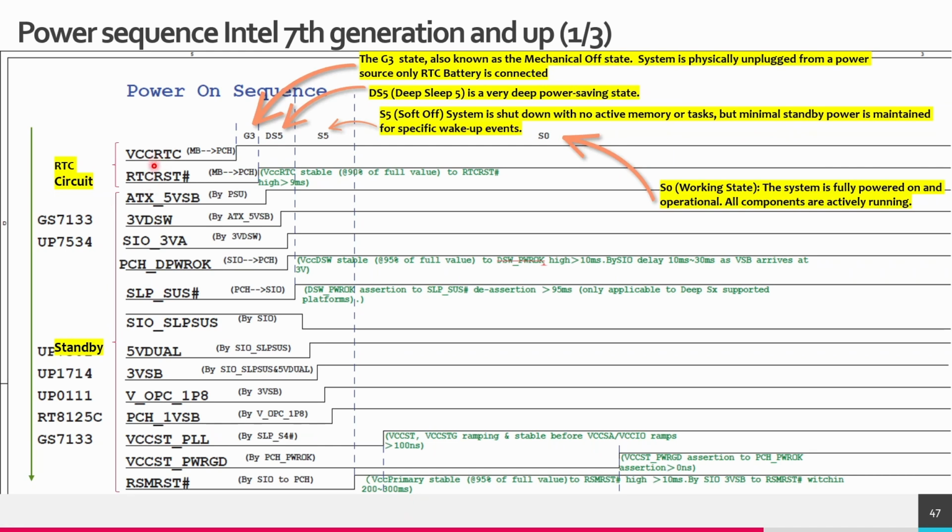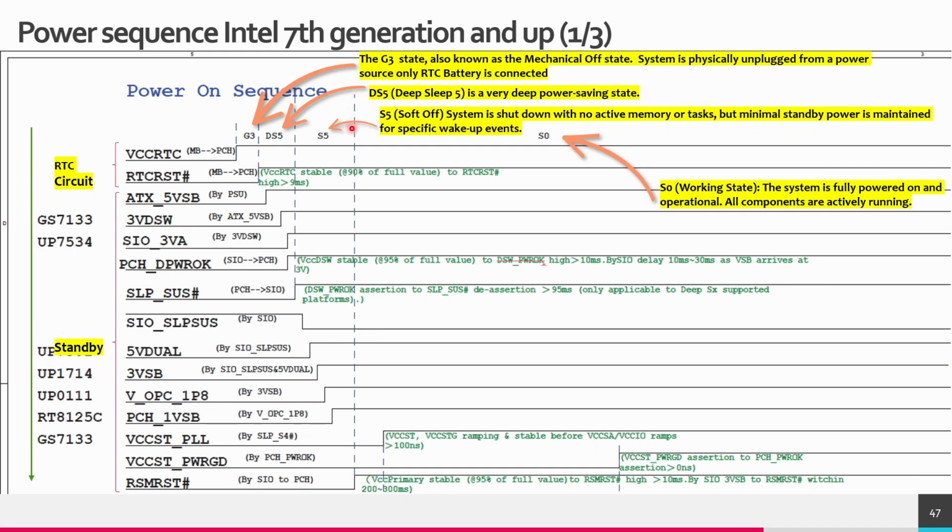In the first two sequences, we measured the frequency based on the mechanical off state. Now we have connected the ATX power supply to the motherboard and also to the power outlet. The next power sequences are all related to the standby power sequence.